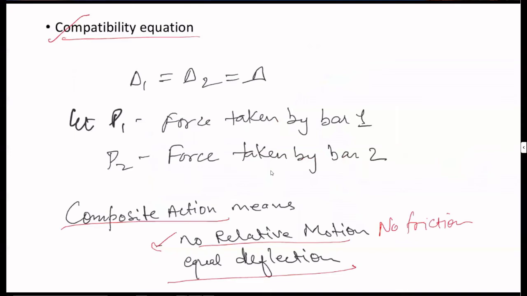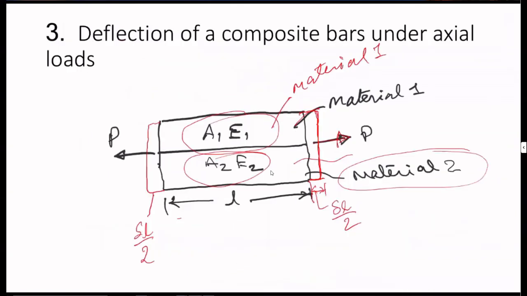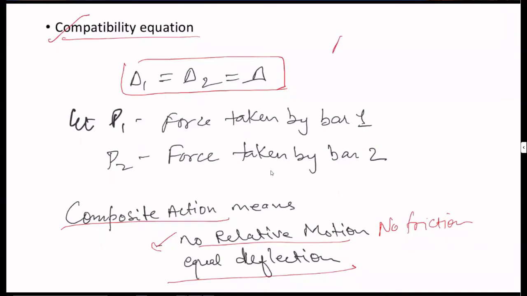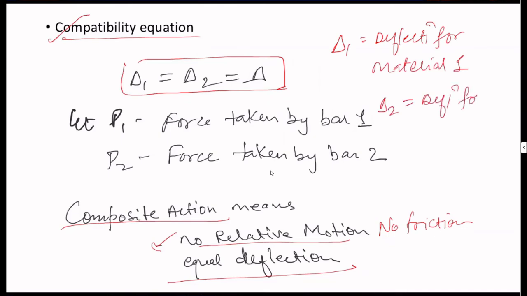I can apply the compatibility equation here as delta 1 is equal to delta 2 is equal to delta. My delta 1 is deflection for material 1. Delta 2 is deflection for material 2. And similarly, I am considering that P1 is the force taken by bar 1 and P2 is the force taken by bar 2.